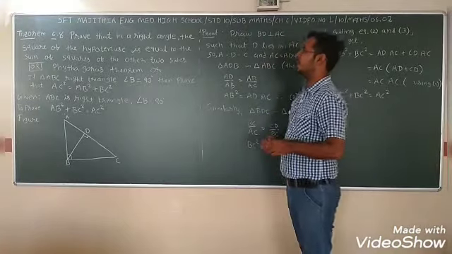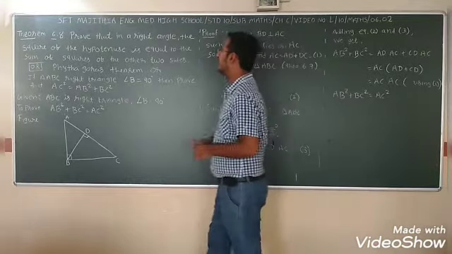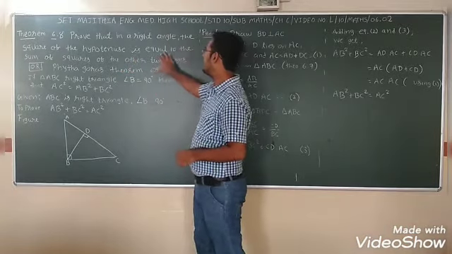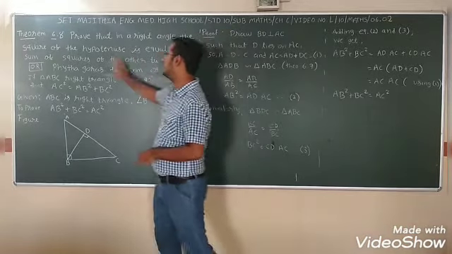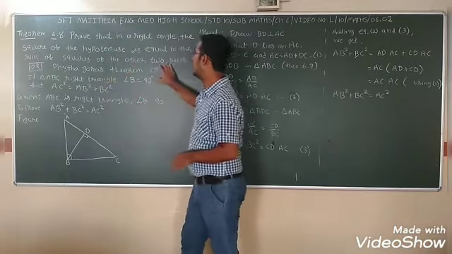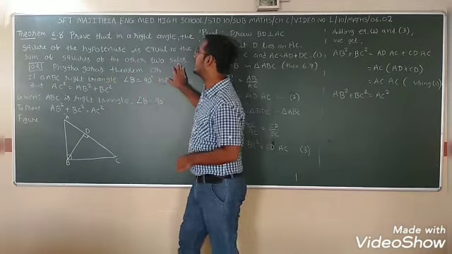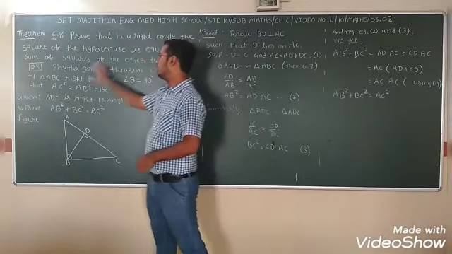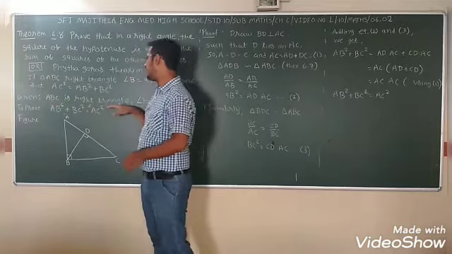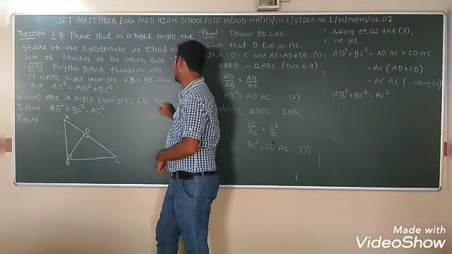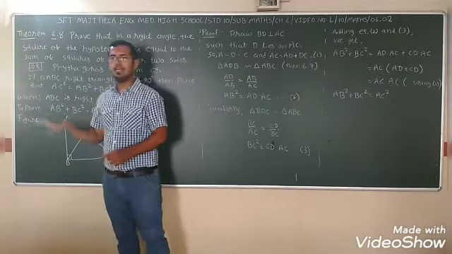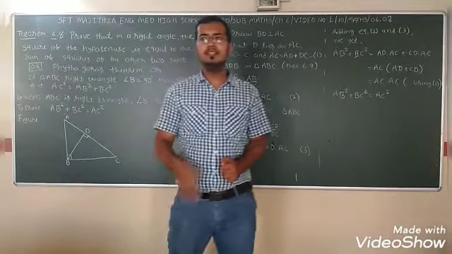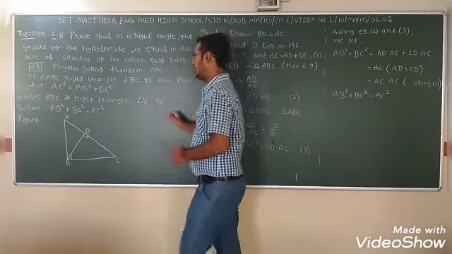Theorem 6.8. Prove that in a right-angled triangle, the square of the hypotenuse is equal to the sum of squares of the other two sides. First of all, we are given a right-angled triangle. So we take ABC as the right-angled triangle, with angle B equal to 90 degrees. Or you can write: in triangle ABC, angle B is equal to 90. Both are true.